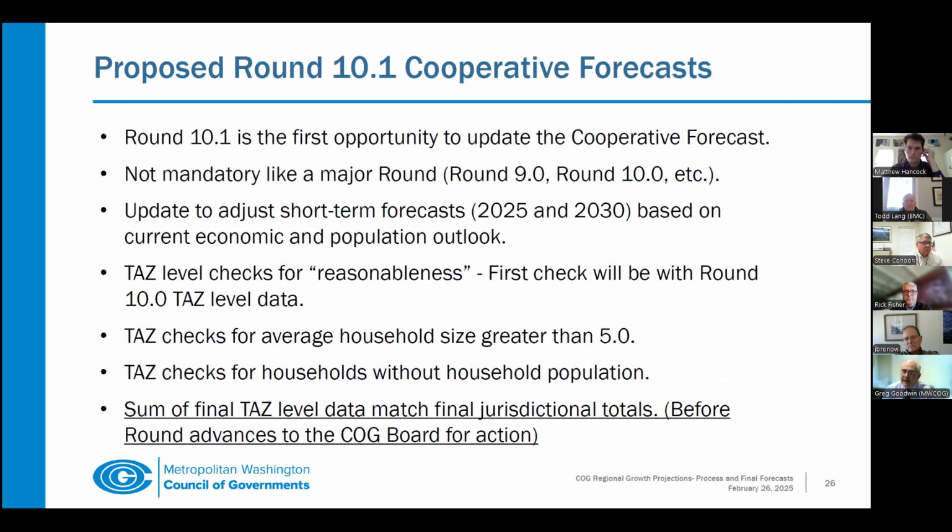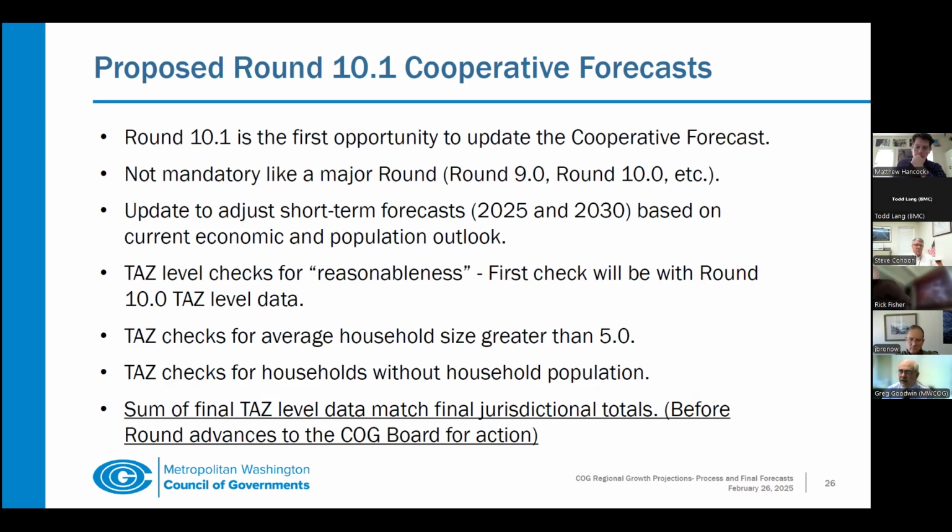Beginning last summer, we were approached by a number of jurisdictions to make revisions to the cooperative forecast. So we provided an opportunity for jurisdictions to make either jurisdictional level revisions to their data or make corrections to the TAZ level data. Whenever we do an intermediate round, it's not mandatory like a major round for all jurisdictions, but it's an opportunity for jurisdictions to go back and take a look at their short-term forecast based on the current economic and population outlook. We did have a number of jurisdictions that took us up on reassessing their forecasts. So right now, we're in the process of evaluating the data.